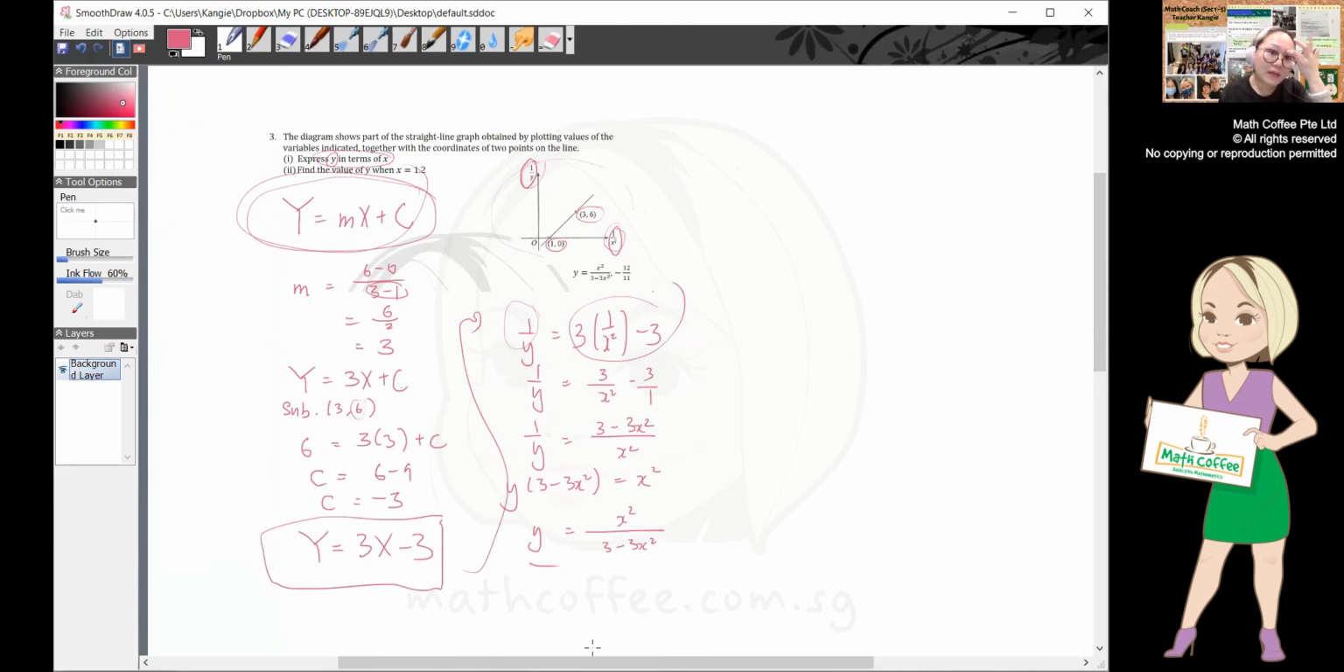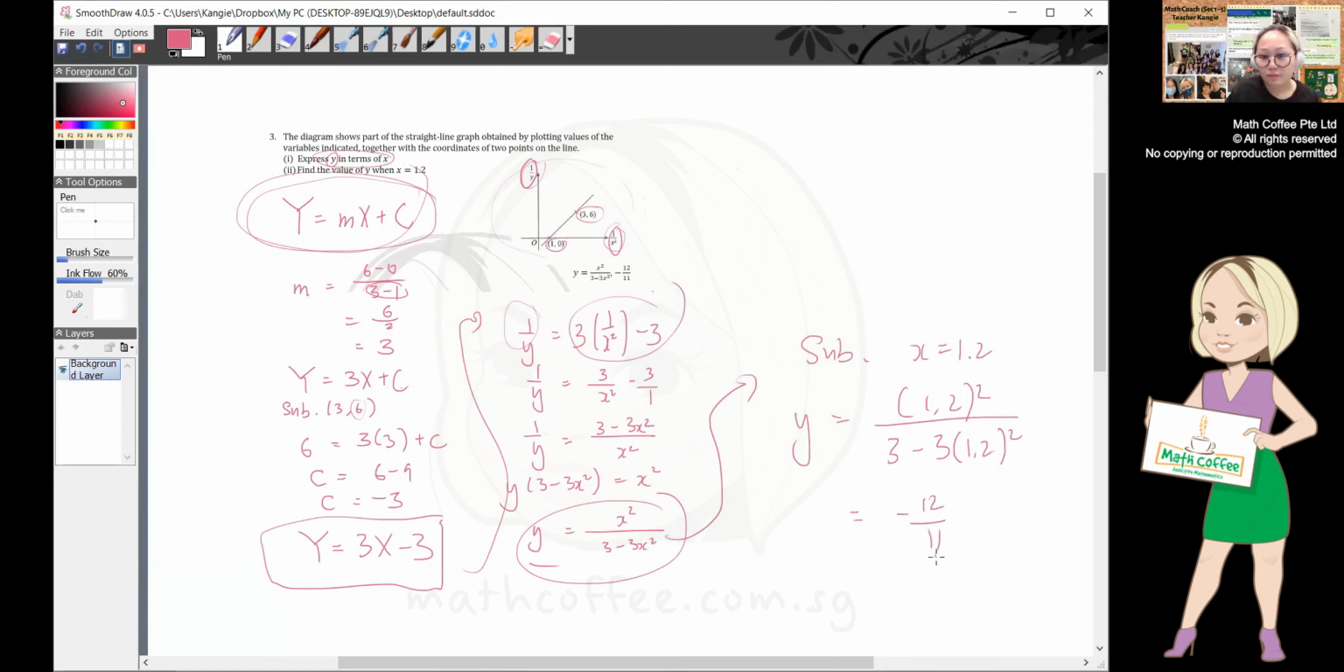Okay, so then after that, part 2, they say find the value of y when x equals 1.2. Part 2 is easy because you already have this one. So I just need to sub in x equals 1.2. So my small y equals 1.2 squared over 3 minus 3 times 1.2 squared. Then in the end, my y equals minus 12 over 11. For me, I always like to give my answer as a mixed number, but both are also fine. So it's minus 1 and 1 over 11. Okay, so this is for question 3.